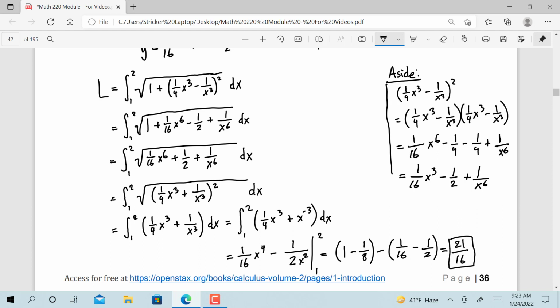And this problem did not talk about units, but if it was an application type problem that did involve units, of course you could add some sort of units onto that answer. And that's how you find arc length.